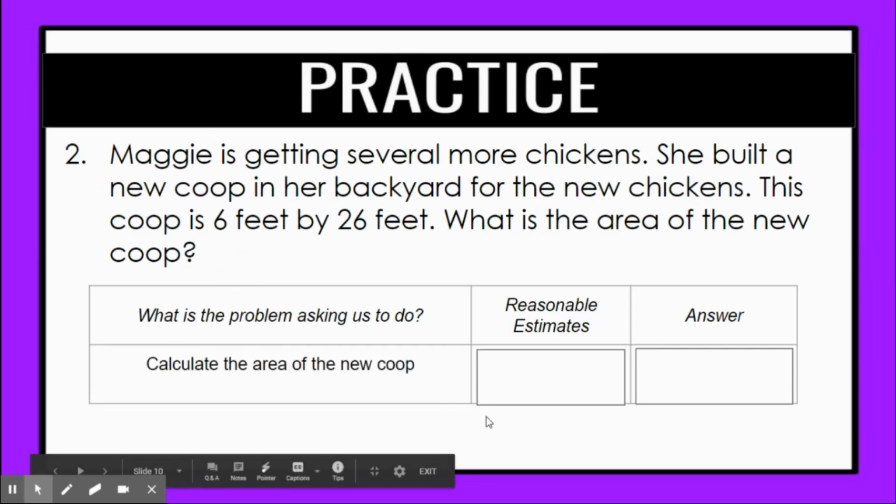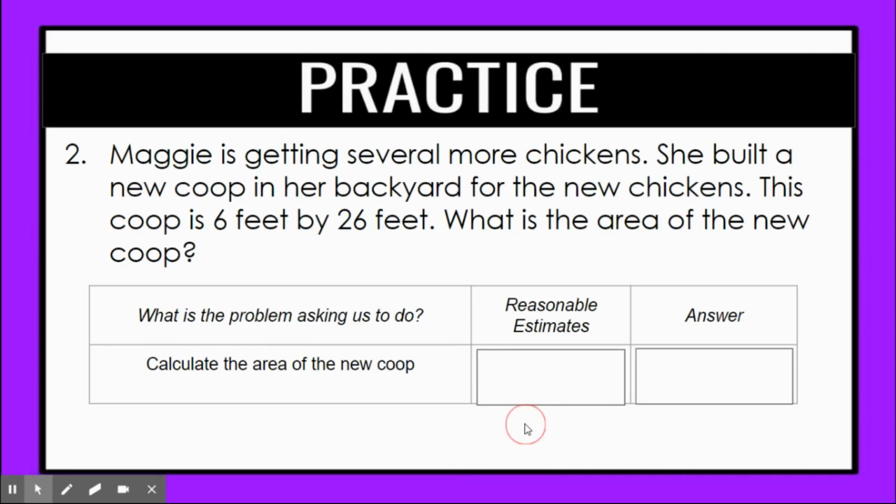So did you come up with an estimate? So I've come up with some estimates. If I can get your attention back to the lesson.